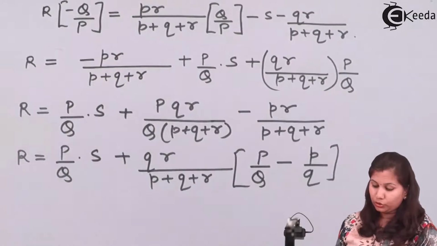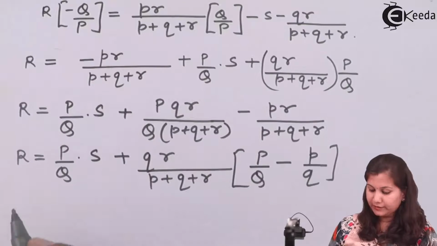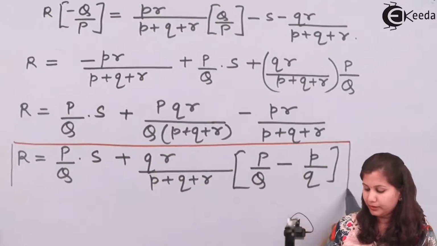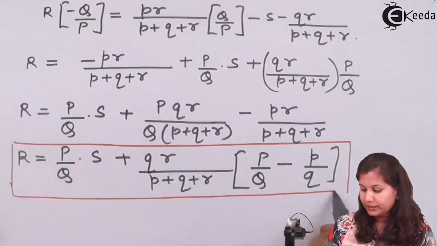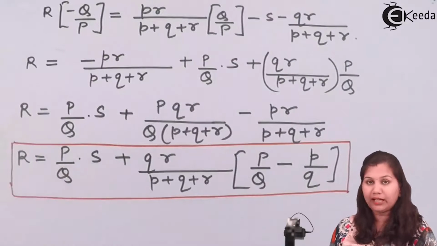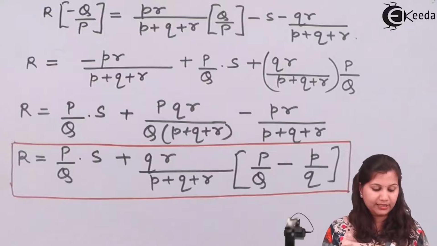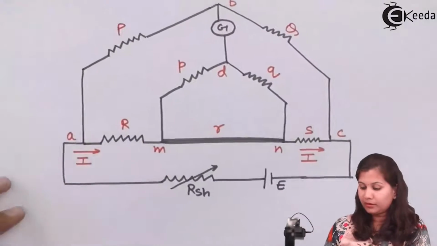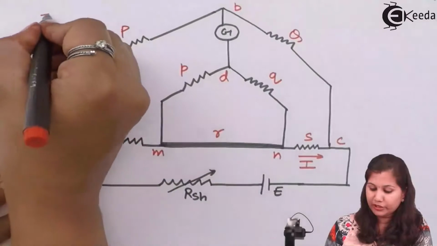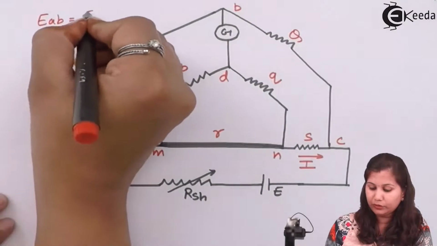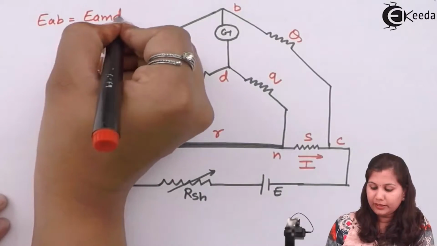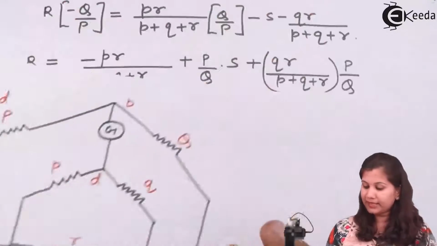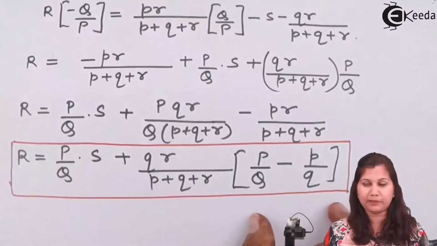Okay. So this is the final expression which we are getting for the Kelvin double bridge. This expression we have got when we have equated the two voltages EAB and EAMD. Here we have equated the two voltages EAB is equal to EAMD. Individually we have got both the values and then we equated them and simplified it to get this expression.